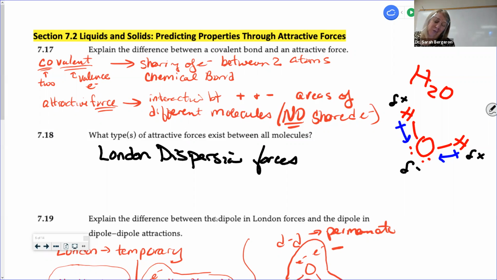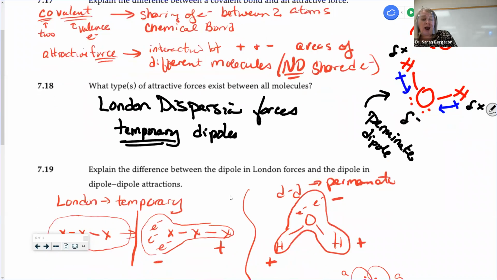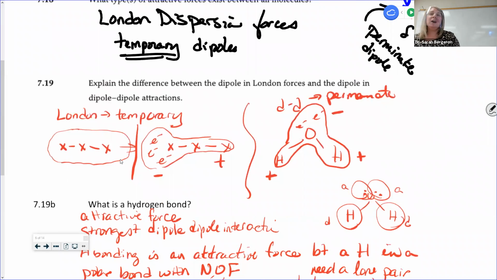So London dispersion forces are called temporary dipoles. Water has a permanent dipole, right? Water has a permanent dipole. Water is always going to have a partially positive section and a partially negative section. But not every molecule is polar, but every molecule has London dispersion forces. And the reason that every molecule has London dispersion forces is because everything has electrons, right?